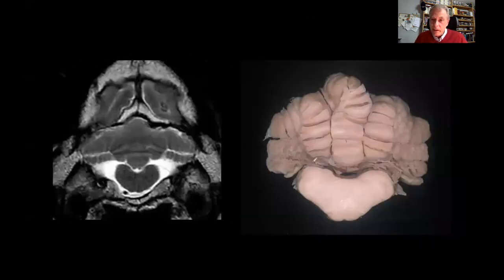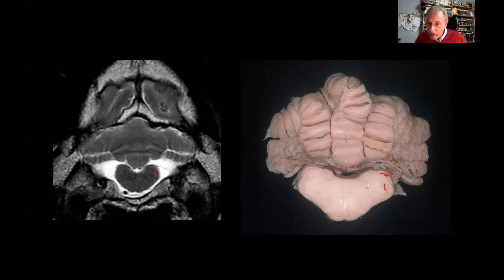Again, we see the choroid plexuses of the fourth ventricle. As you see, the medulla oblongata is beginning to have the shape of what will be the spinal cord. This is the spinal tract of the trigeminal nerve here. Here we have the caudal cerebellar peduncle at this level, and the pyramids, here.